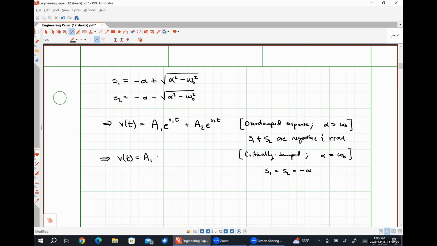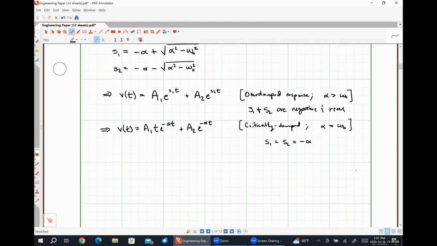A1 times t e to the negative alpha t plus A2 e to the negative alpha t. So it's still the same generic form. It's a sum of exponential functions, but now we have this t here as well, which is required of us because we have repeated roots for our differential equation. Okay.